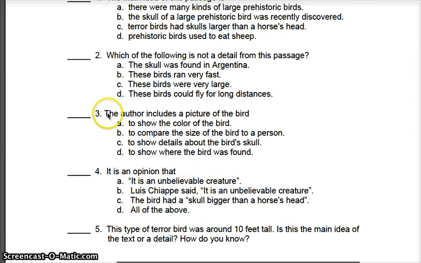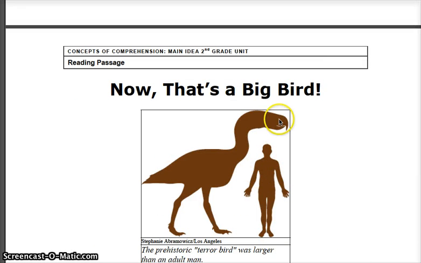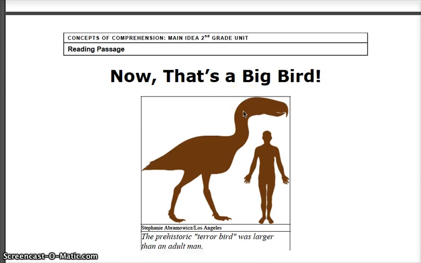Number 3 says, the author includes a picture of the bird. So you want to pick, why would the author include a picture of the bird? Would it be to show the color of the bird? Would it be to compare the size of the bird to a person? To show details about the bird's skull? Or to show where the bird was found? So you'll want to look at the picture and think, why would the author include the picture to look like this?